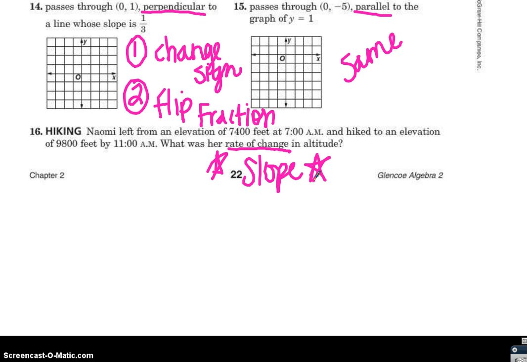Okay, so you guys should have all the examples. I want you to attempt to work these problems. We will go ahead and finish it in class tomorrow.